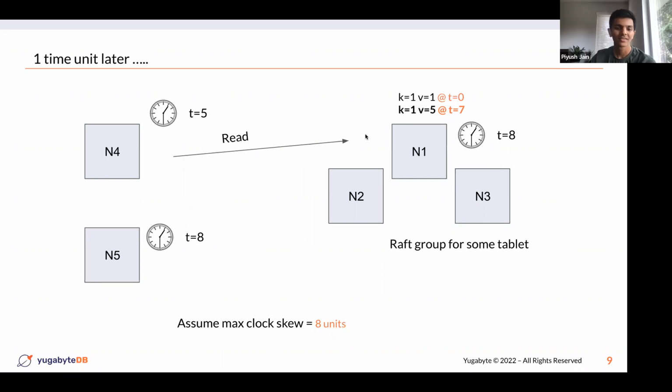So given this, you're stuck in this ambiguity whether I should read this row or not, because you can't really figure out whether the node which wrote this was ahead or behind my clock, etc. You can't do that easily, right? So you're in this ambiguity. So just to not give the user the wrong result, we throw a read restart error. So this read is not going to succeed. You get a read restart error, and the user has to retry.